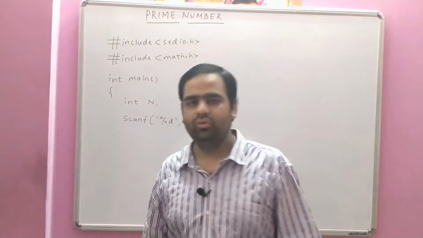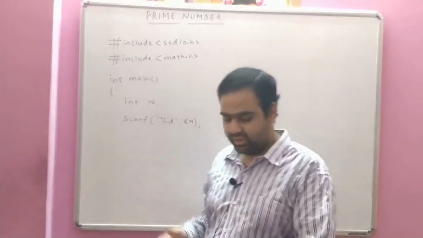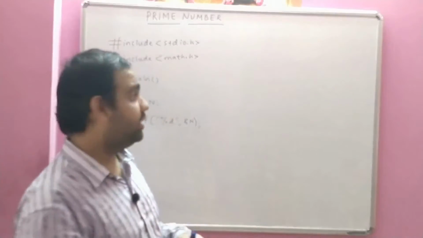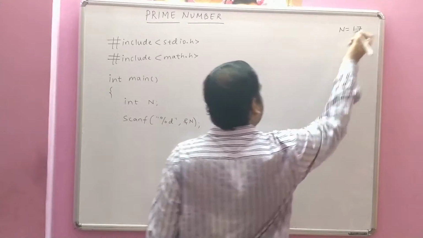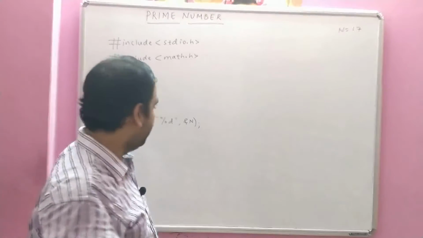Let us see how we write the program for this. We read a number n. Suppose the number n is 17. Now we want to find whether 17 is prime or not.